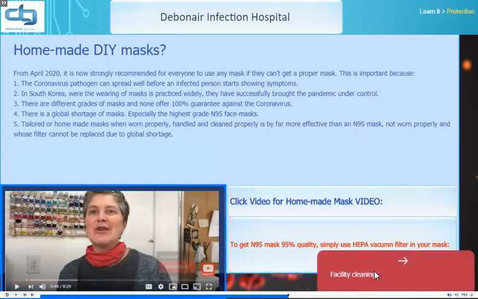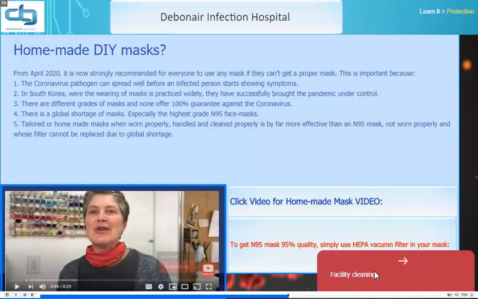Homemade DIY masks. From April 2020, it is now strongly recommended for everyone to use any mask if they can't get a proper mask. This is important because 1. The coronavirus pathogen can spread well before an infected person starts showing symptoms. 2. In South Korea, where the wearing of masks is practiced widely, they have successfully brought the pandemic under control. 3. There are different grades of masks and none offer 100% guarantee against the coronavirus. 4. There is a global shortage of masks, especially the highest grade N95 face masks.